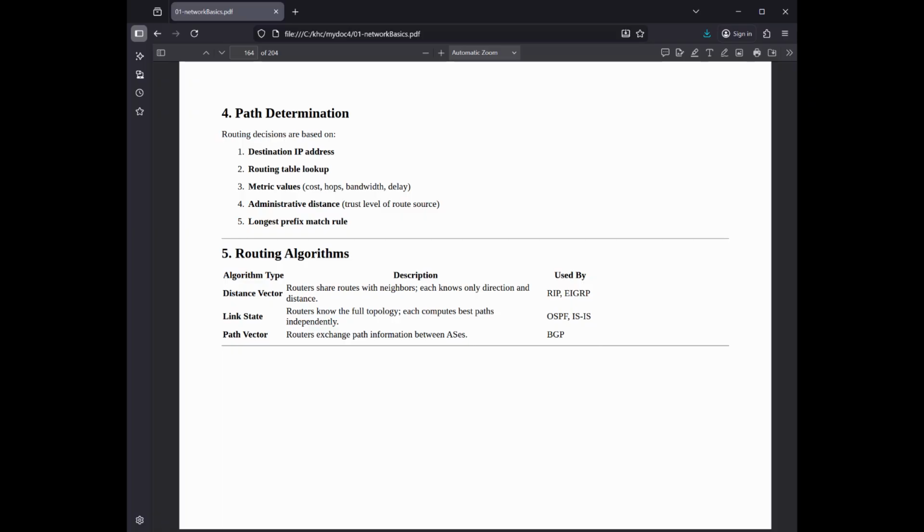Characteristics: simple to configure and low resource usage, but suffers from slow convergence and potential routing loops, for example the count to infinity problem. Example protocols: RIP, Routing Information Protocol, and Cisco's EIGRP, which uses a hybrid version called the Diffusing Update Algorithm, or DUAL.